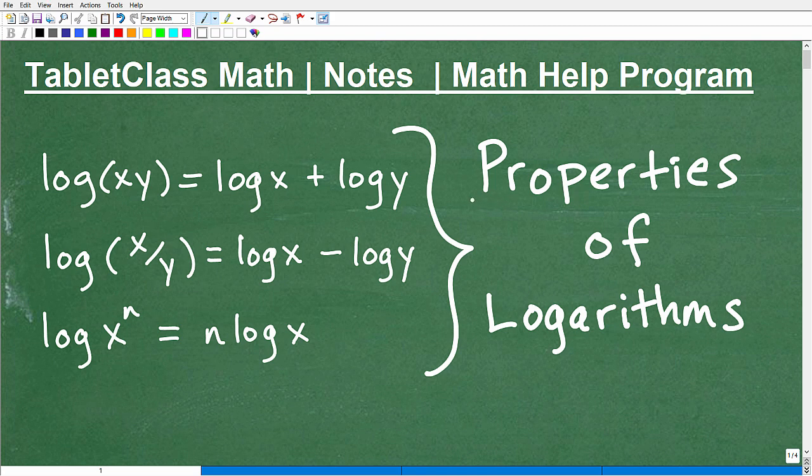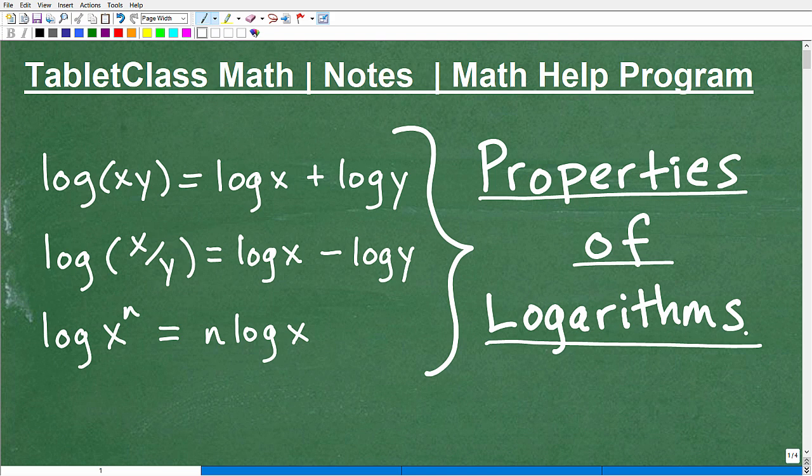Okay, let's talk about the properties of logarithms. Now, if you're not familiar with what a logarithm is, this is not the video for you. I would steer you towards some of the videos I have on my Algebra 2 playlist on my channel that go over the basic introduction of logarithms.